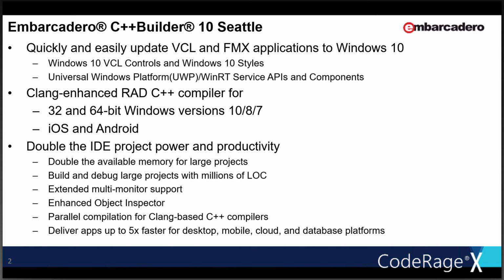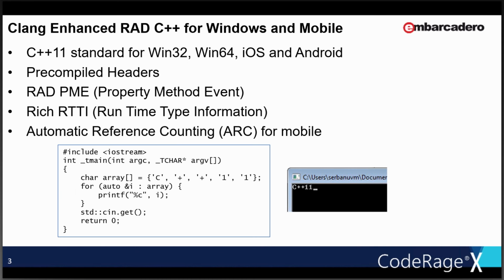Here I just wanted to mention this Clang Enhanced compiler. Again, it's C++ 11. We have a C++ 11 compliance status page for the different versions of the compilers that we ship, so we'll take a look at that in a little bit. It supports the usual things, the property method event model, the precompiled headers, runtime type information, reference counting for mobile applications, all of that is still there. And the bulk of what we do is also adding all the extensions to support the Delphi runtime, which is not necessarily listed there. It's listed as property method and event, but there's a lot more that goes on behind the scenes, like closures and class methods and Delphi style classes, et cetera.